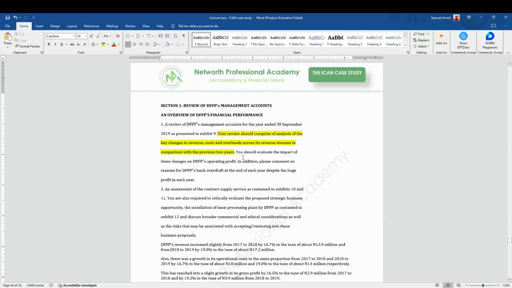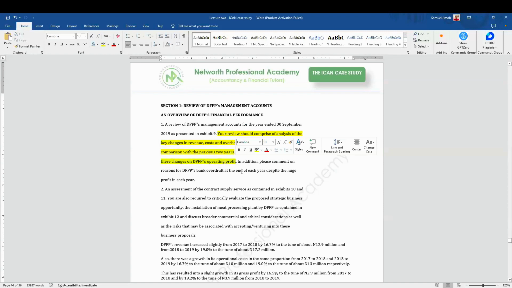Then, the implication of what they mentioned here is that if you are asked to look at key changes in items on the financial statement, it means trend analysis. Trends show changes, how items have changed over the years, right? That is what it means. And across its revenue streams, you should then evaluate the impact of these changes on operating profit.